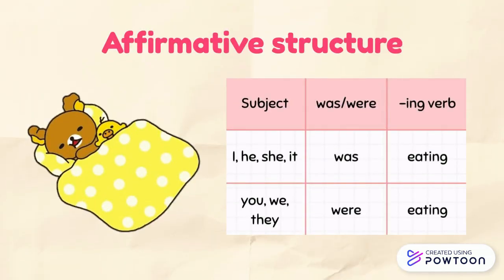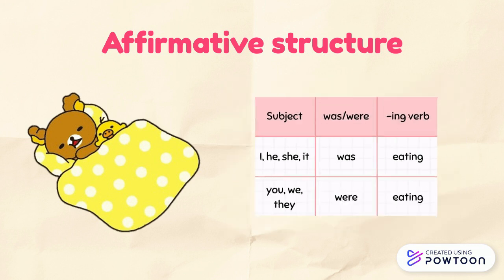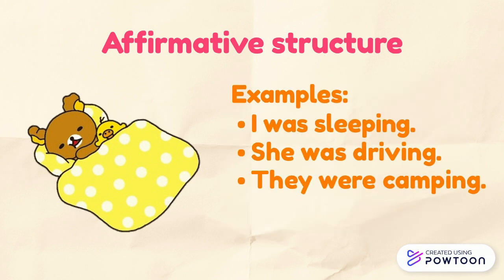Let's begin with the affirmative sentences. The structure is first the subject, then the auxiliary verb was or were, and then the verb in ing form. Remember, we use the auxiliary verb was with the subjects I, he, she, and it, and the auxiliary verb were with the subjects you, we, and they. Here are some examples. I was sleeping, she was driving, they were camping. Very simple, right?